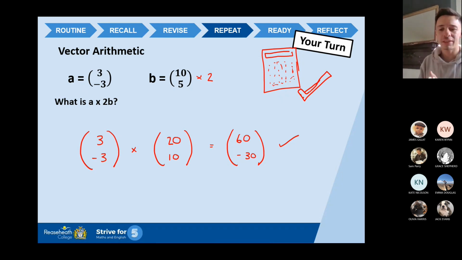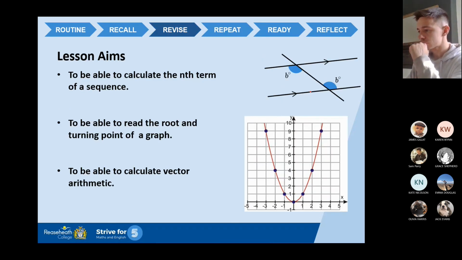Now, if there's anything in today's session, whether it be nth term sequences, the roots or turning point of a graph, or vector arithmetic, if there's anything there that you struggle with, send me a message privately. Say, Sam, not too happy with X, Y, or Z. I will go out of my way. I'll find a good YouTube video, and I'll send it your way. I'll send you some stuff, anything like that, that I think will benefit you.